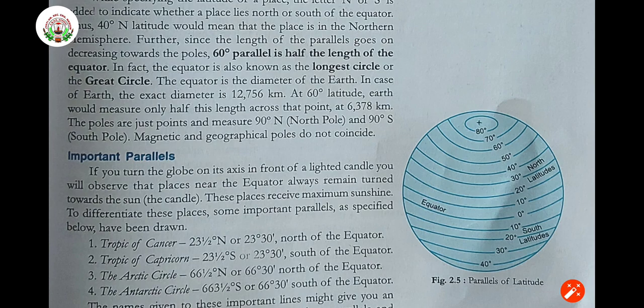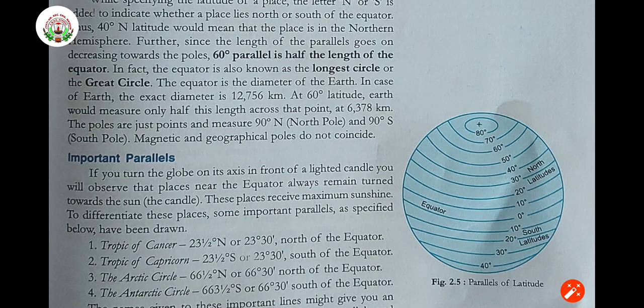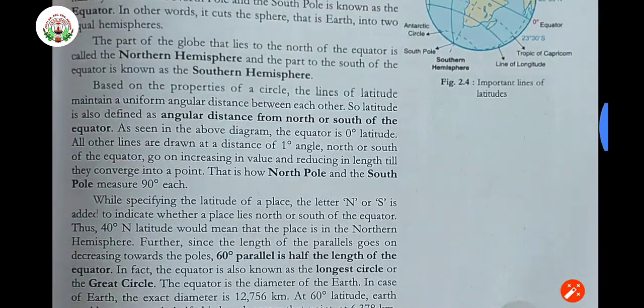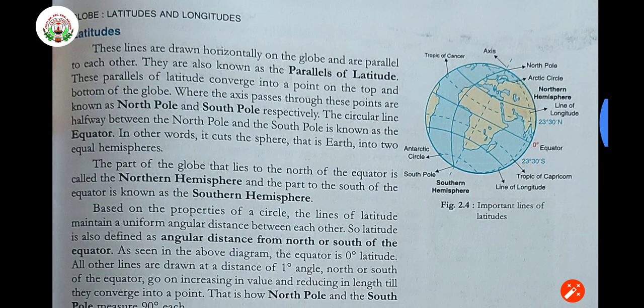Magnetic and geographical poles do not coincide with each other. Right. So see the figure it is being mentioned. Upstairs are important lines of latitudes. You can see in the middle it is the equator.